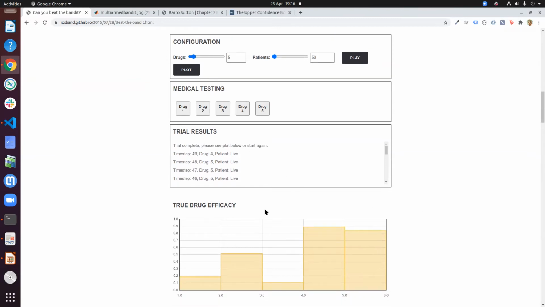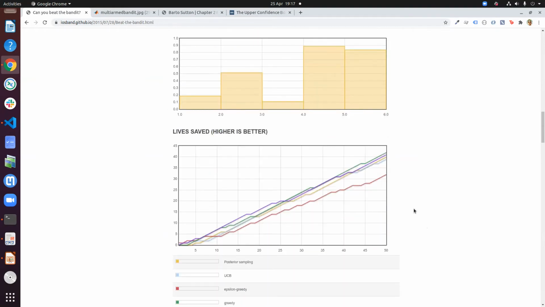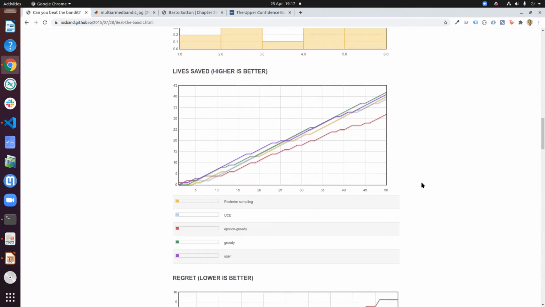After you've run this test, this pops up with the actual efficacies of each of the drugs. So it did turn out that the one I was trying the most, drug 4, is actually the best drug, and drug 5 was slightly worse, but still pretty good. So the strategy I chose there wasn't actually too bad. So you can see here in this graph, over the 50 trials, it shows you how the various bandit strategies get on. In my case, purple is my one. So you can see I did pretty well there.